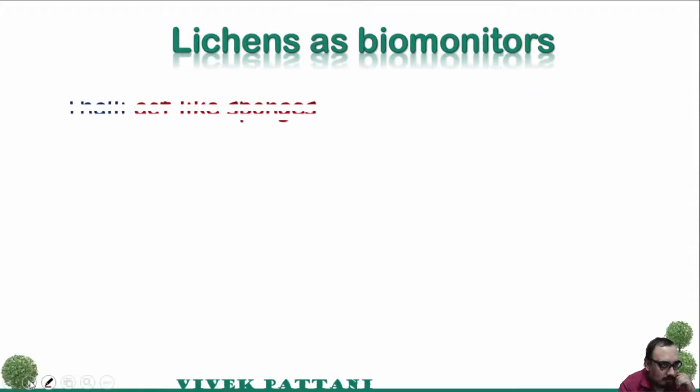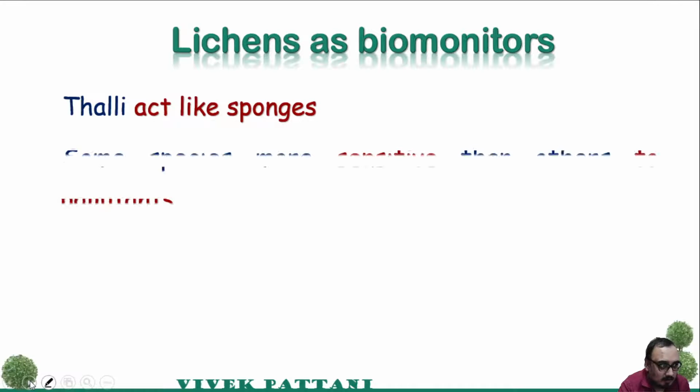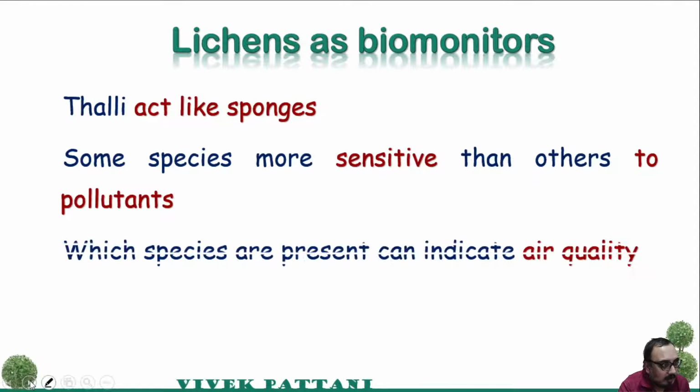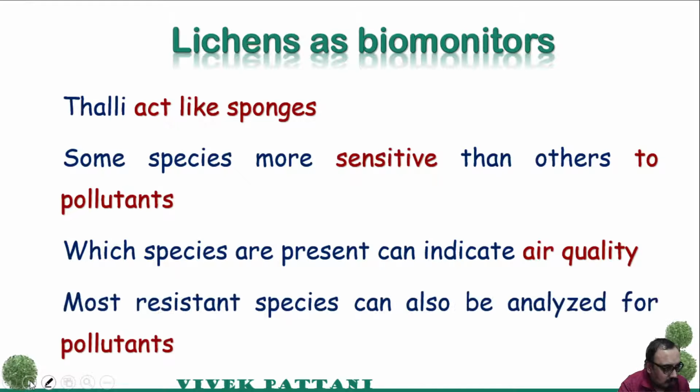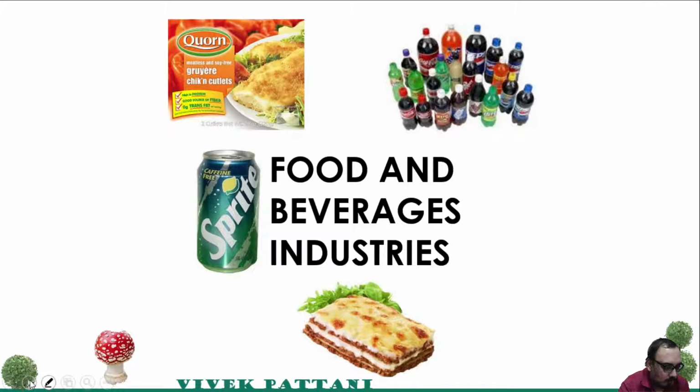It's a symbiotic association, and these lichens can also act as biomonitors, and thalli act like sponges. Some species are more sensitive than others to the pollutants, and some of the species can indicate the air quality also, and the most resistant species can be analyzed for the pollutants also.